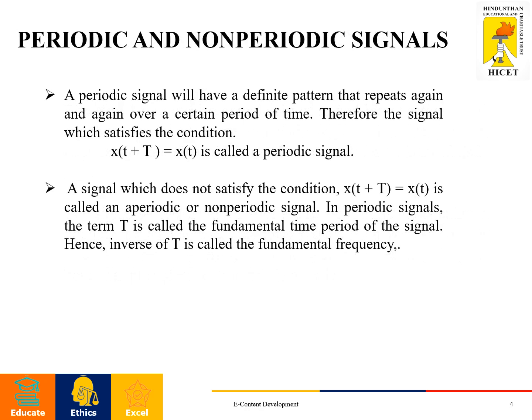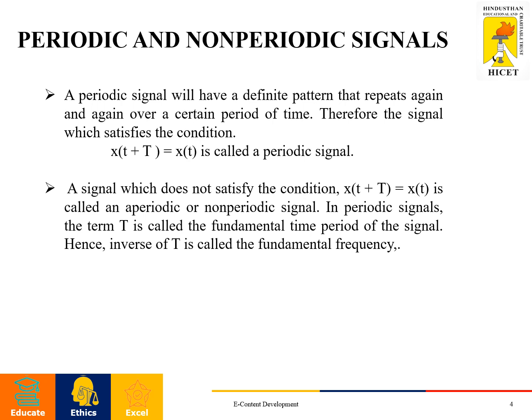And the second classification, periodic and aperiodic signals. A periodic signal has a definite pattern that repeats again and again over a certain period of time. Therefore, the signal which satisfies the condition x of t plus capital T equal to x of t is called a periodic signal. The signal which does not satisfy the condition x of t plus capital T equal to x of t is called an aperiodic or non-periodic signal.